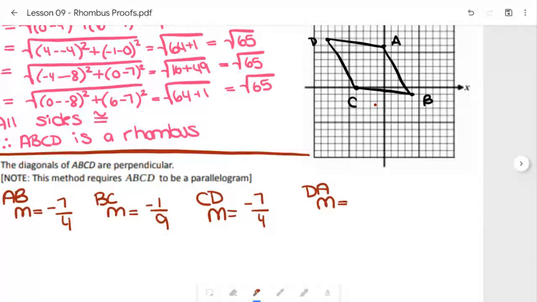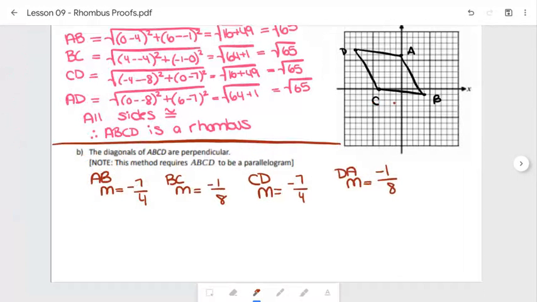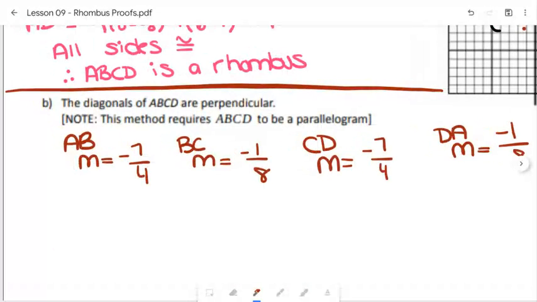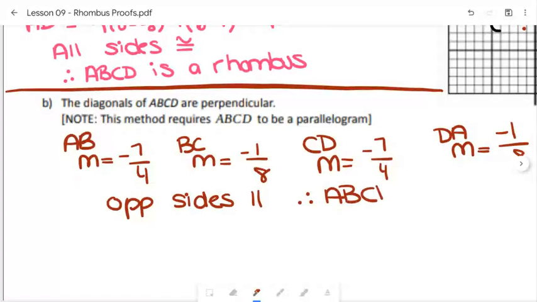Geez, I am not having my best counting moment on that one. Those should have been down 8, because then I had to fix that BC because of my C moving. Okay. So when I count all of those finally, make sure that they all match up here. So I know to start that now I can say that opposite sides are parallel. Therefore, ABCD is a parallelogram.